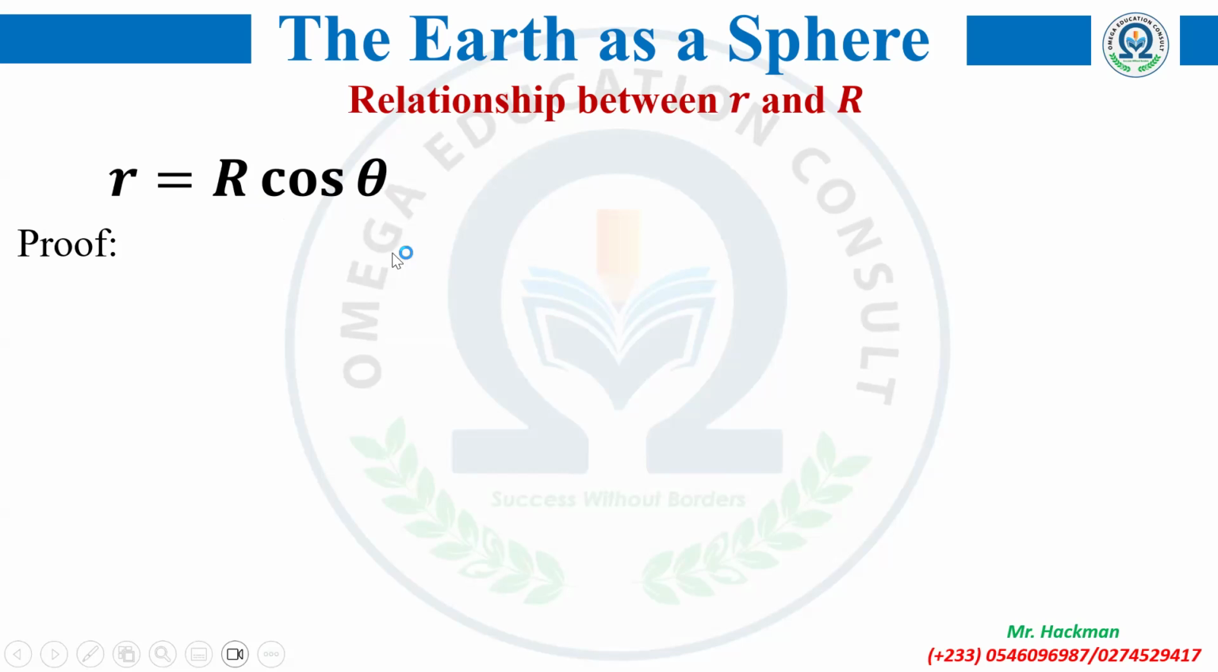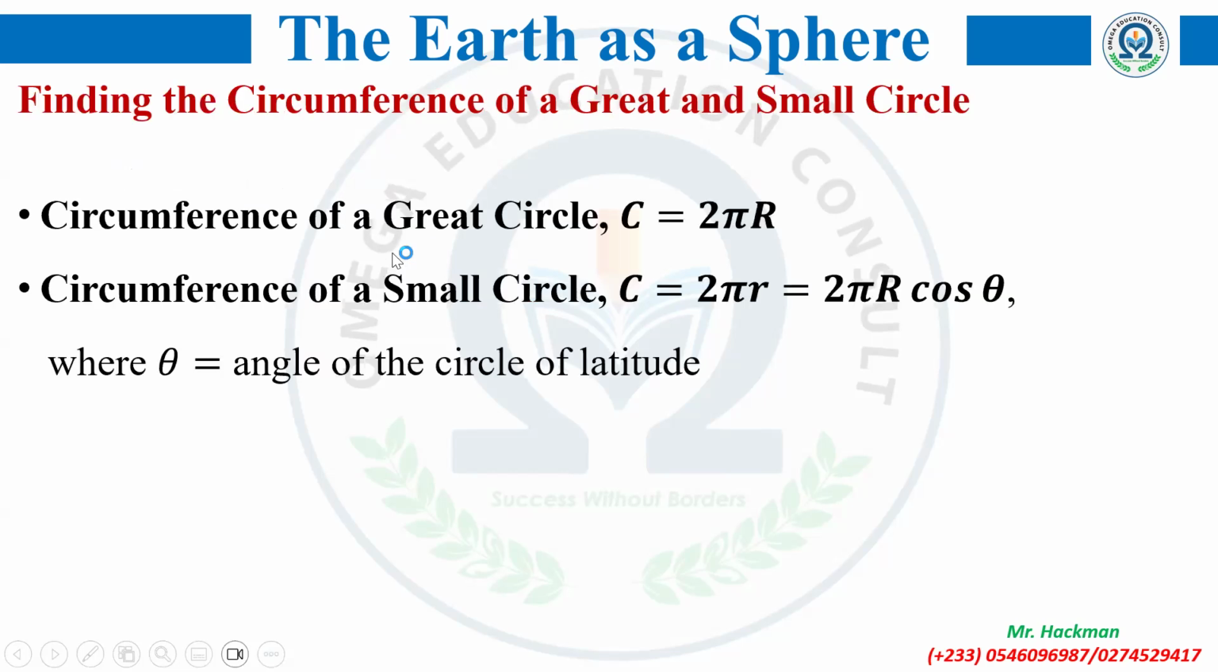Very soon you will know. Don't worry at all. So now let's look at finding the circumference of a great and small circle. You know that every circle, like we did in mensuration, we should be able to find its perimeter, which is the circumference. In terms of formula, if you have a circle, its circumference is given by 2 pi r. Do you remember?